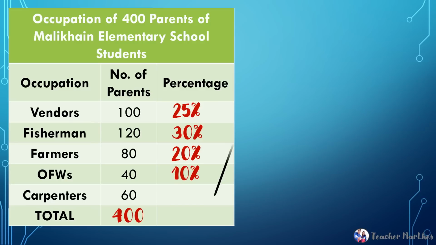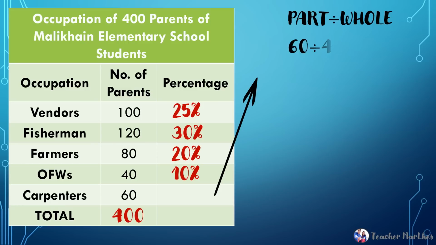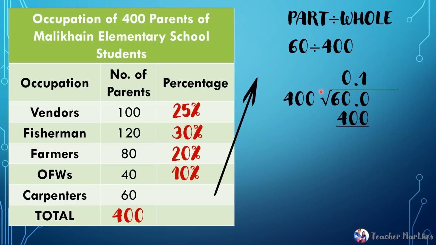So, last, carpenters. So, 60, that is the part. Then, 400 is the whole. 60 divided by 400 cannot be. So, add 0 sa taas. Then, put decimal point in 0. So, 600 divided by 400 is equal to 1. Yan. So, decimal point. 1 times 400 is equal to 400. Then, subtract. 600 minus 400 is equal to 200.